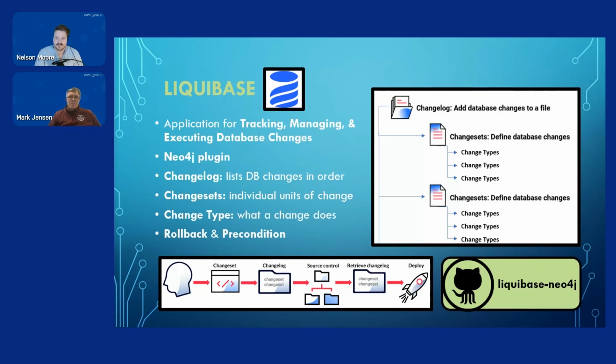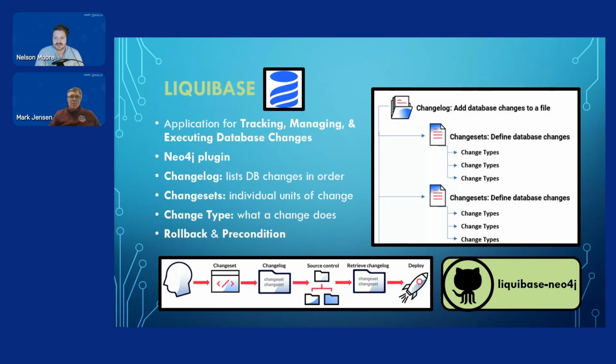And the Cypher change type is primarily what we use, and that lets you just run custom Cypher statements, but there's other types supported by the Neo4j plugin that perform more specific tasks, such as insert and load data, node merge, and extract property, which extracts properties out into their own nodes.